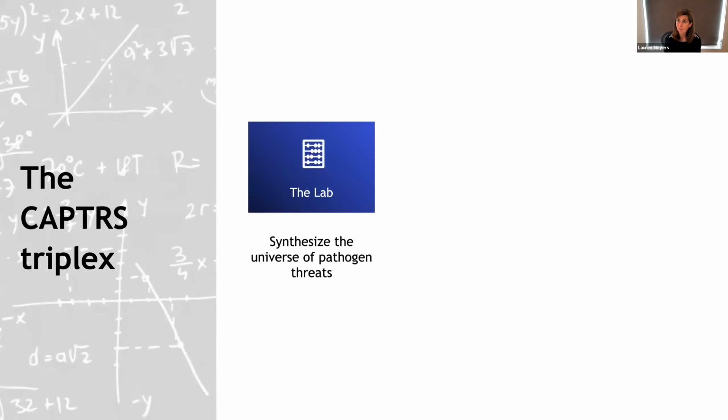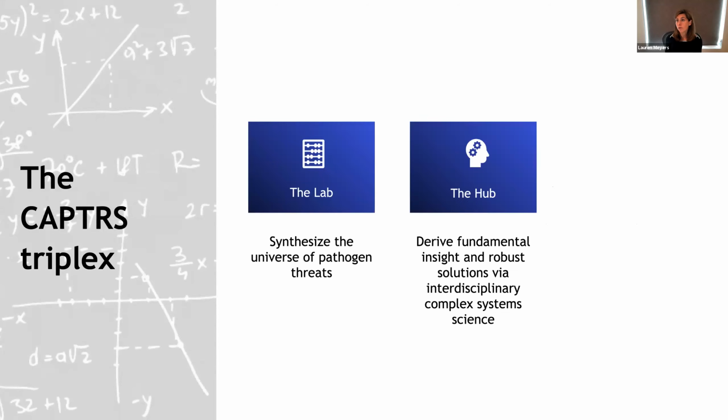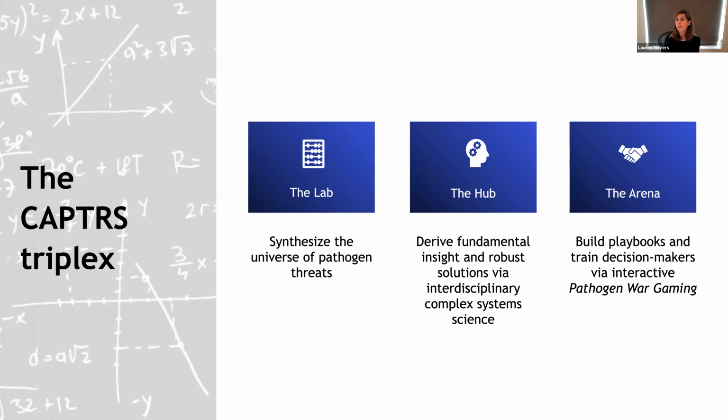We have a lab, and that's where we actually build models to synthesize the universe of pathogen threats. We have a hub where we bring in individuals from all different disciplines to help us derive fundamental insight and robust solutions via interdisciplinary complex system science. And finally, we have the arena, and that's where we bring in the decision makers to benefit from the science, to improve their plans and to be more resilient decision makers.